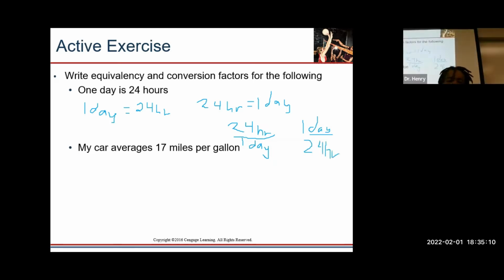Okay, so another one. My car averages 17 miles per gallon. So 17 miles over 1 gallon, and just flip it, 1 gallon over 17 miles. And then we could do all of the equals.